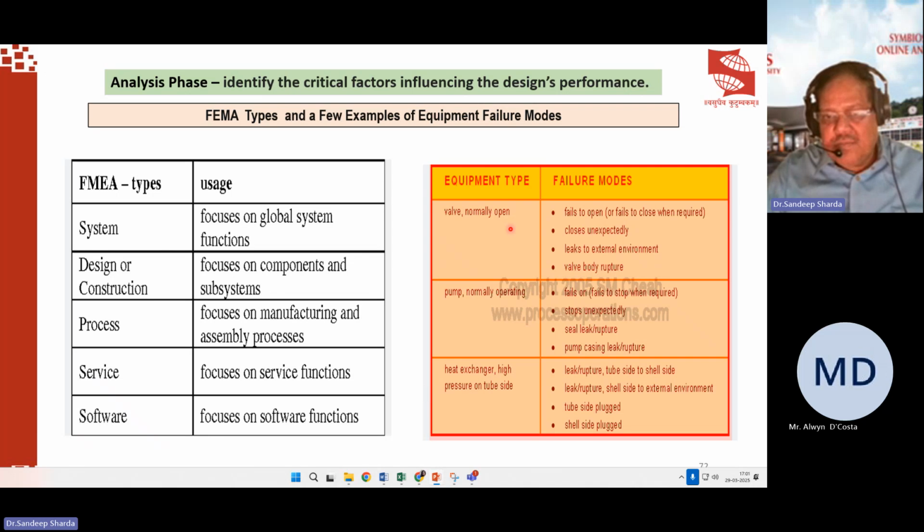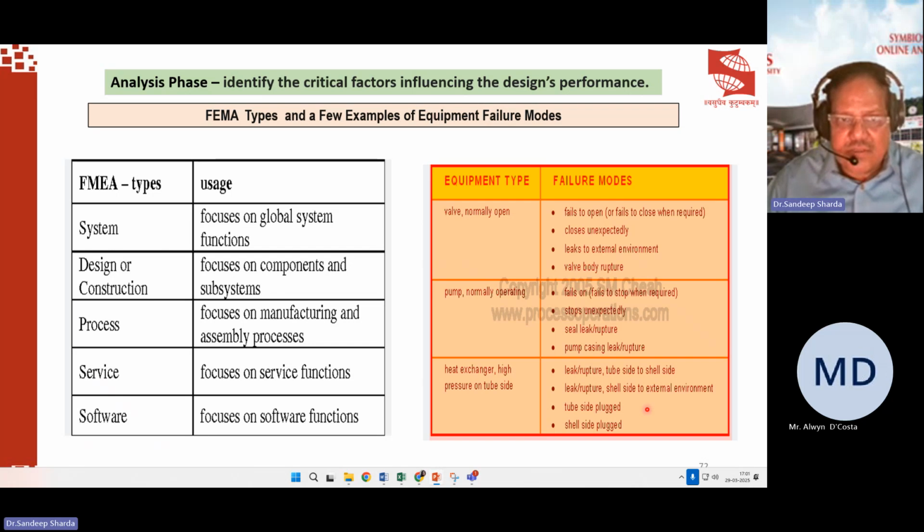For equipment, a valve normally open fails to open, fails to close when required, closes unexpectedly, leaks to the external environment, or has valve body rupture. Pumps normally in operation fail on stopping unexpectedly, seal leakage, or pump casing leakage or rupture. For a heat exchanger, high pressure tube side leak, rupture, and tube side plugged or shell side plugged. So these are some examples of failure modes as far as equipment is concerned.